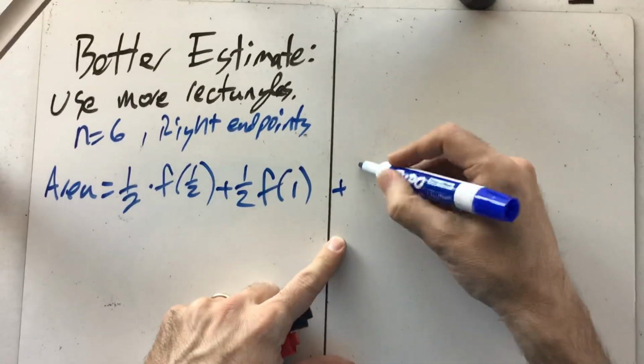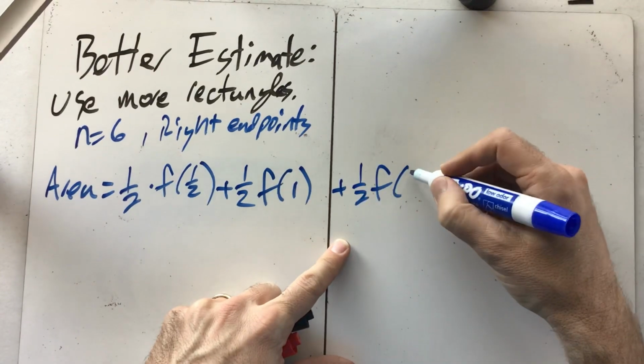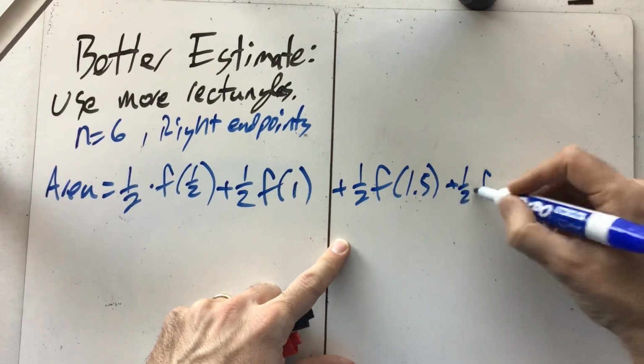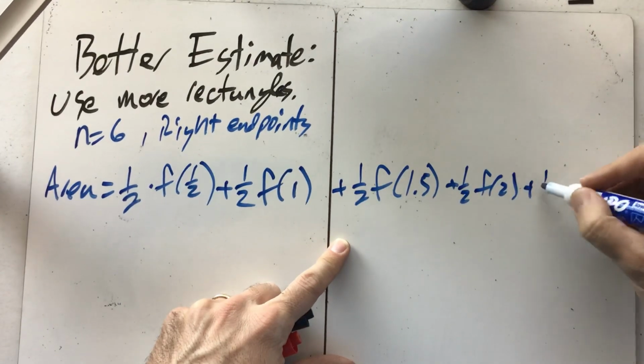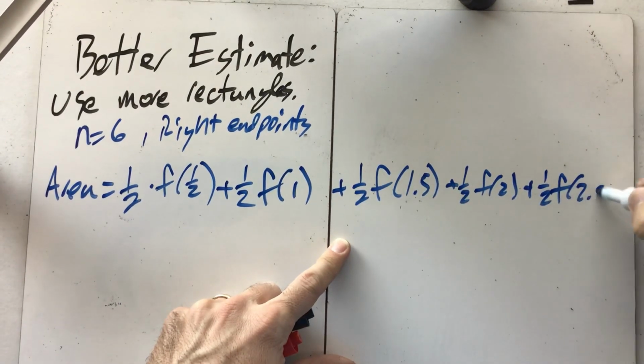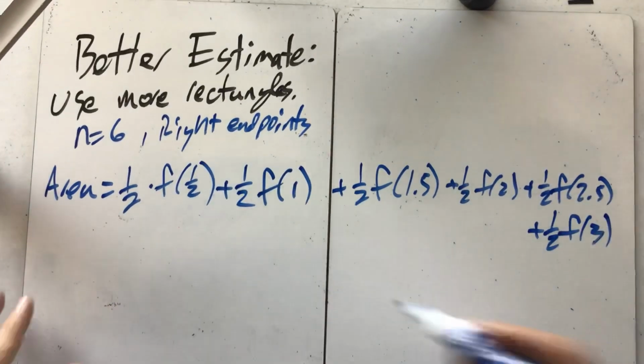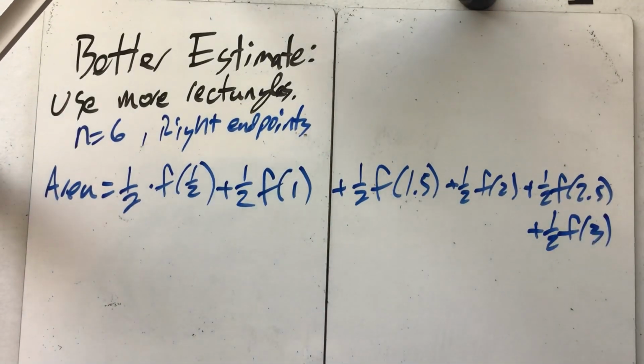And then we'll go plus 1/2 f of 1.5 plus 1/2 f of 2 plus 1/2 f of 2.5 plus 1/2 f of 3. There we go. And so we would have to plug all of these in, and hopefully we would get ourselves an answer.